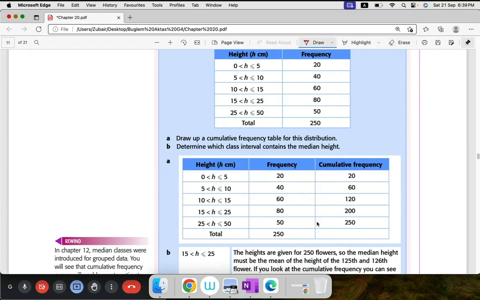If I just say how many plants were less than 50, that's obviously the total because I'm talking about the highest value. Draw up the cumulative frequency table, done. Determine which class interval contains the median. Now see what the total is. There are 250 plants. So the middle would be 125.